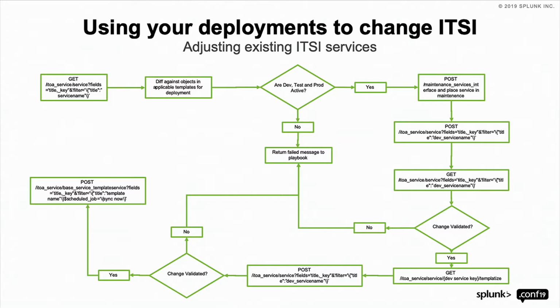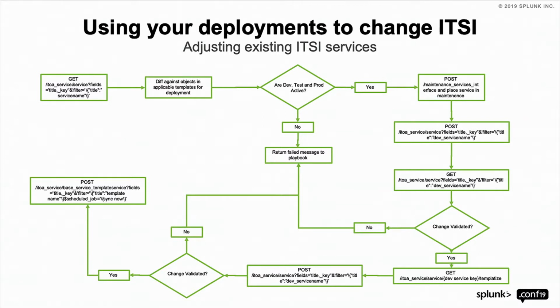So what we're doing here from the top left over, we're doing a GET just to see what's in ITSI, right? And what we're doing there is we're just saying, do I have services? What's in those services? We're going to do a diff against what we're planning to change. So if you're adding a KPI, if you're changing a threshold, if you're just seeing if that's already there, this is how you do that.